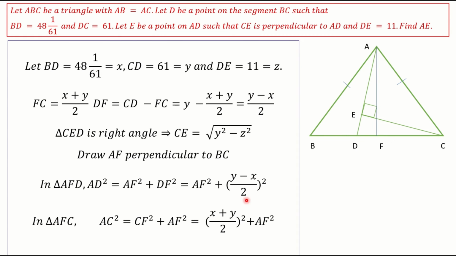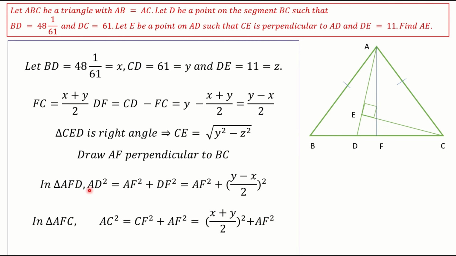And in AFC, this is also a right angle triangle. Okay. AC square equal to CF square plus AF square. So that is nothing but X plus Y whole by 2 whole square plus AF square. So if you see these two equations here, the only thing common is AF square. Correct?